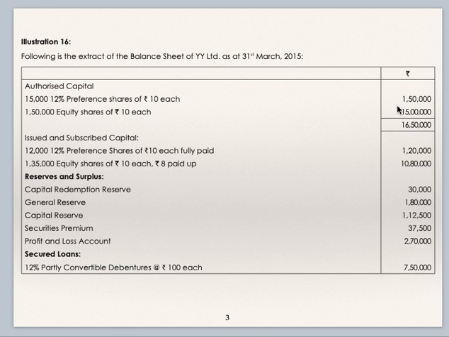Authorized capital: 15,000, 12% preference shares of 10 each, and 1,50,000 equity shares of 10 each. Then you have been given issued and subscribed capital: 12,000, 12% preference shares of 10 each fully paid, and 1,35,000 equity shares of 10 each, 8 paid. Under reserves and surplus, you have capital redemption reserve, general reserve, capital reserve, securities premium, profit and loss account. Under secured loan, 12% partly convertible debentures of 100 each.